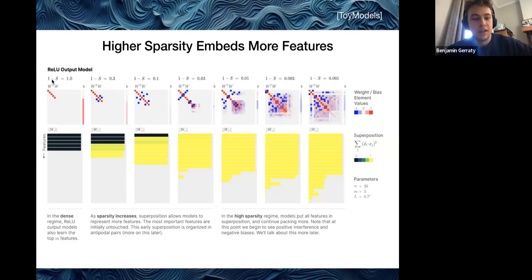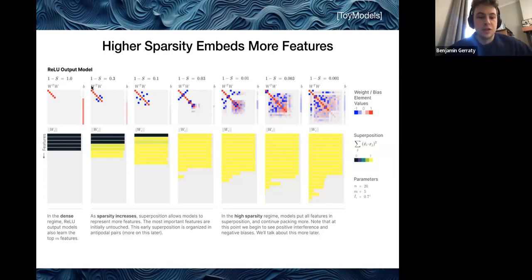So as you can see here, when S is 0, often the paper shows the sparsity as 1 minus S. I'm not sure why. I think it's just a quirk they've done. So when S is 0, so when the sparsity is, again, very dense, the model will just embed the 5 most important features and then ignore the rest. So then when you take WTW, you just recover the identity for the first 5 features.